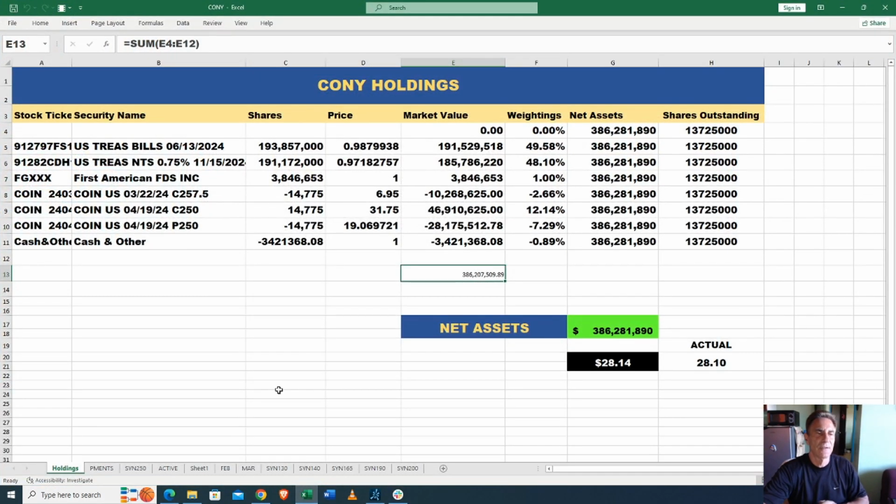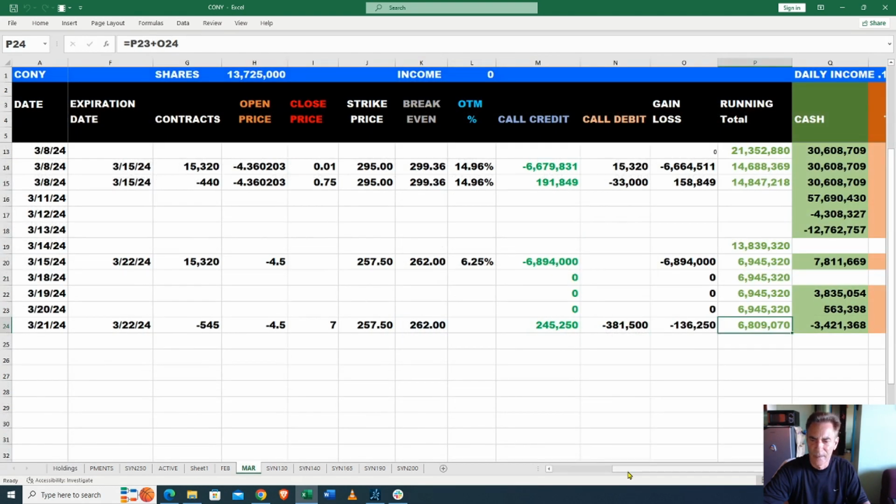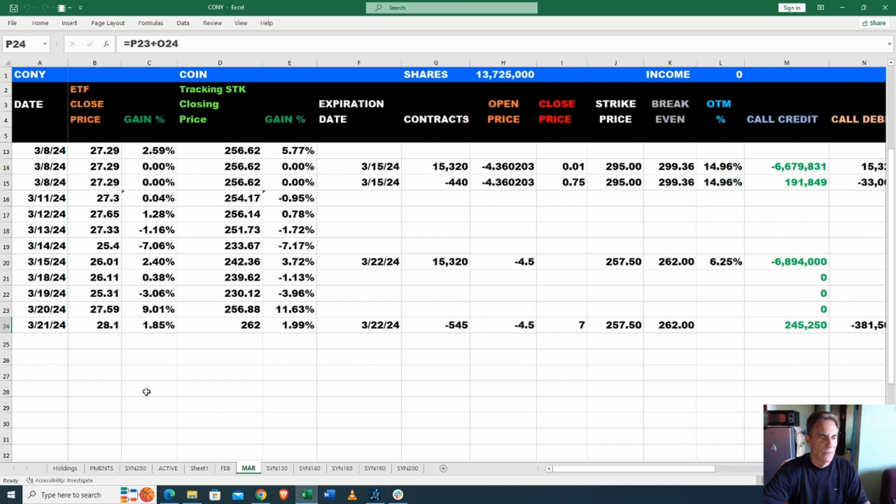Okay, let's start today. Let's see what happened in CONY. So we see that CONY closed at 28.10, so it was up 1.85%.